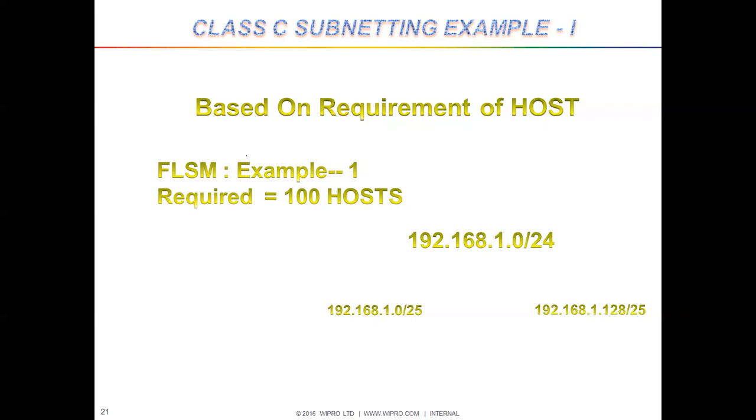Now see, this is an FLSM example, based on the requirement of hosts. Let's say in one office you require 100 hosts. So you can split your 192.168.1.0/24 into these 2 networks. Now the question is how these 2 different networks came, how the /25 came.